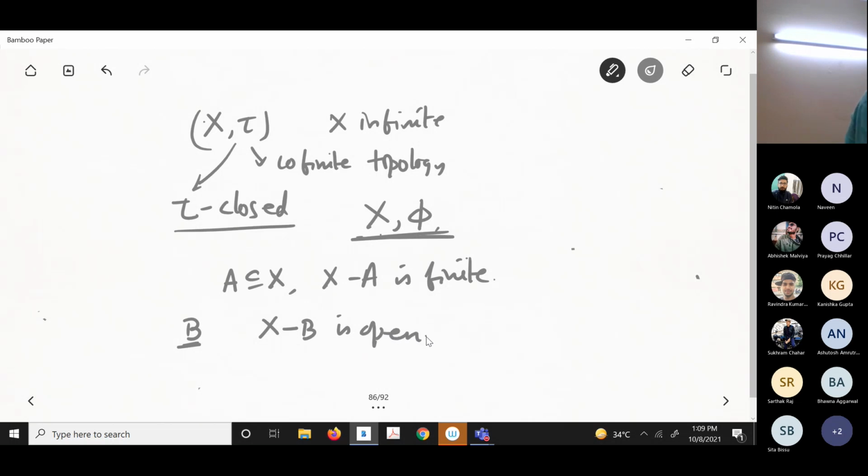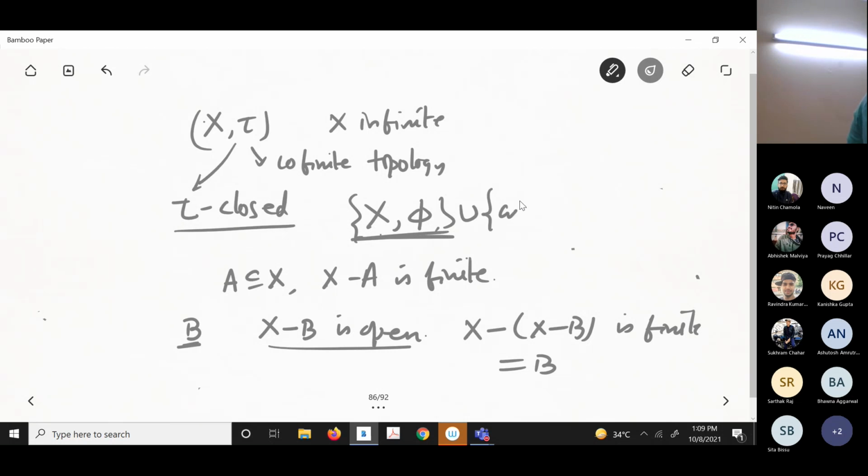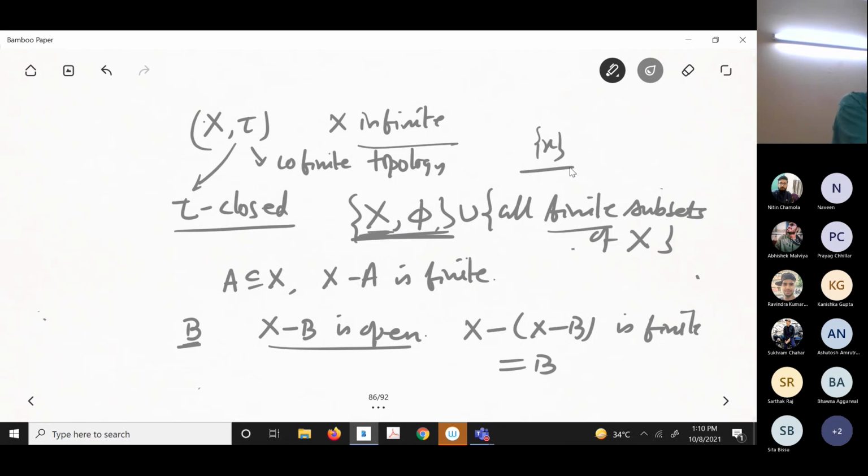If X minus B equals either X or phi, it is done. The next possibility is that X minus B is open, so X minus B is finite, which means B has to be finite. That means the closed sets will be X, phi, and all finite subsets of X. These are the closed sets. I am putting that X is infinite, and I am writing that separately. So the closed sets will be precisely these. I am answering the question I put here: what are the closed sets in the cofinite topology? Other than X and phi, all finite subsets of X. Now look, every singleton is a closed set here, because every singleton is finite.